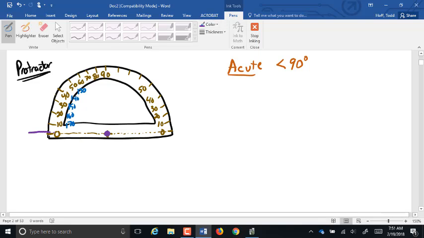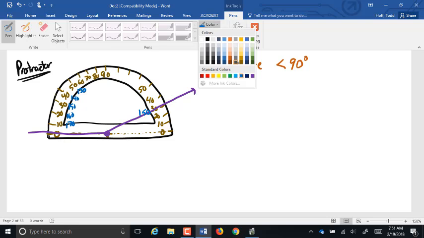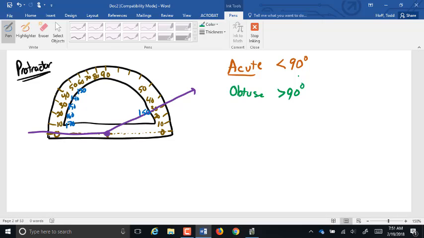If I had one that came in like this, now that one, that's labeled 30 or 150. Which one of those am I going to use? That one I would use the 150 because that's an obtuse angle. The obtuse angle is always bigger than 90 degrees. So you should be able to tell by looking at the angle whether it's bigger or smaller than 90, and then that'll tell you which set of numbers to use.